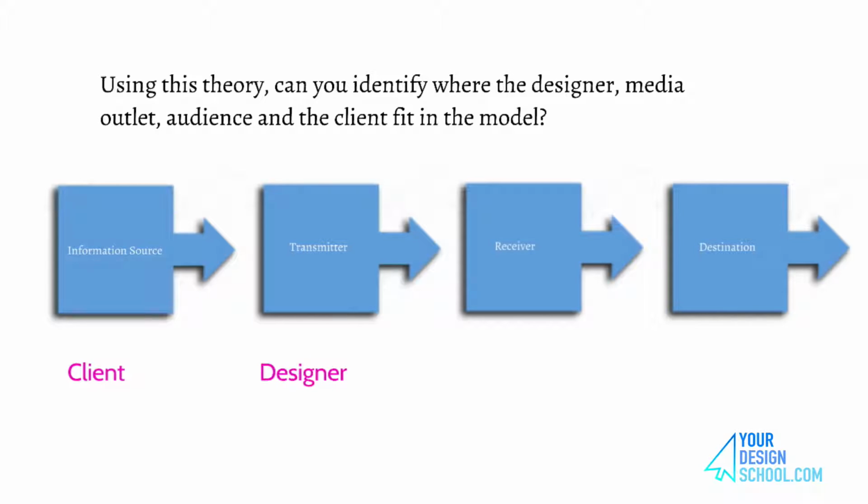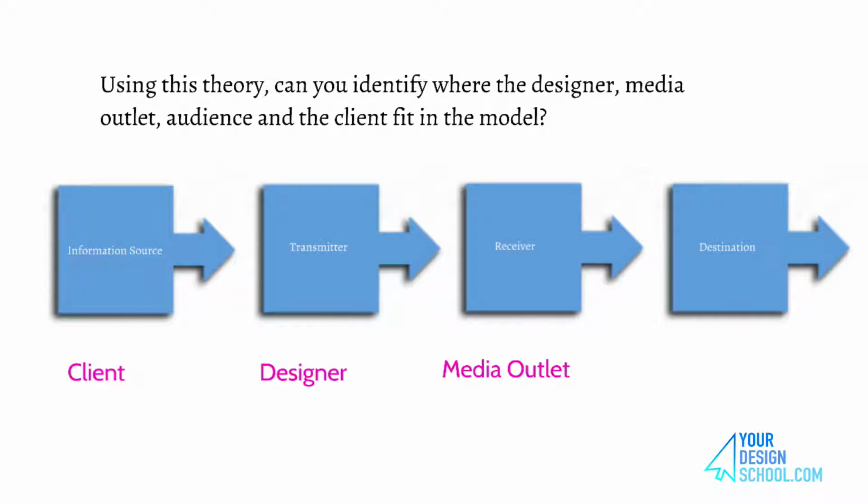They're using the designer as the transmitter of that message. The designer is encoding that message into visual form. The illustrator is turning it into a picture. The receiver is the media outlet. Now, there's various kinds of media outlets. You could have a TV program, you could have a magazine, you could have a book cover, you could have product packaging, you could have a website. All of these things are media outlets. In this instance, it's a magazine. So the magazine is the media outlet, and that is the receiver. It goes into a magazine and it reaches its destination, and the destination is the audience that picks up the magazine and reads it and hopefully buys it.